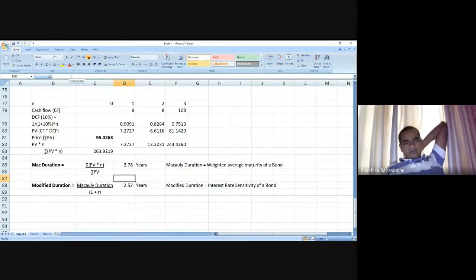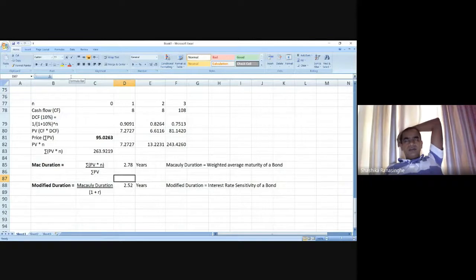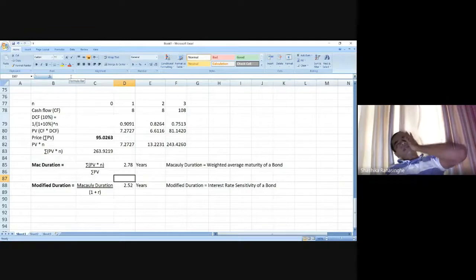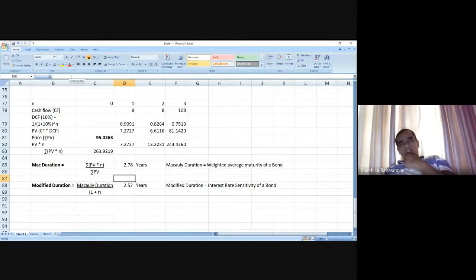Let me ask you another question. Now, which one is longer? Well, let me ask you this way. Can duration be more than maturity? If you get an MCQ question that duration can be more than maturity, right?